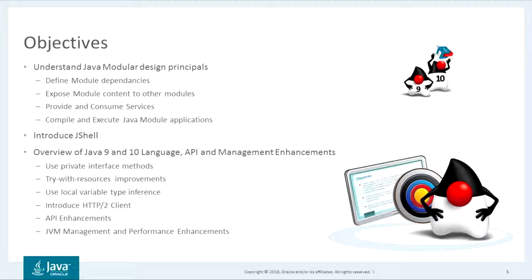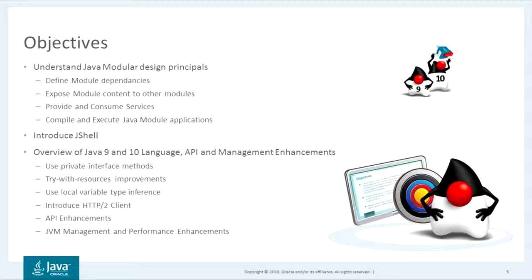Right, so objectives. First of all, there are two kind of big groups of objectives. One is looking at the new Java modular design, which has been introduced in Java 9. What are the modules, how it works, what are the principles, and some interesting features around the way in which we can now compile and execute Java modular applications. There's a very small topic on JShell, introducing that. It's a new tool that would make a new style of command line interpreter for Java. So we could look at that.